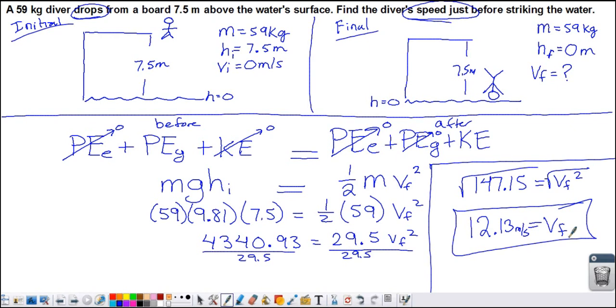Now, you might be asking yourself, couldn't we do this the way we did before when we had an object just being dropped from a height and use some of our equations for free fall? And the answer is yes. If you'd like, go ahead and do it that way. You should get the same exact answer.